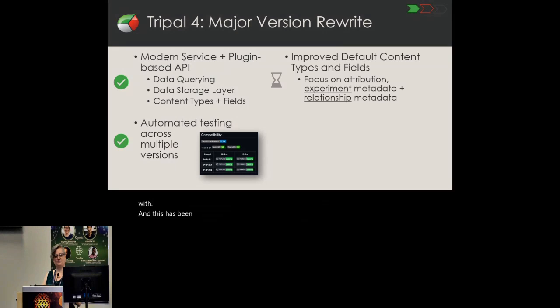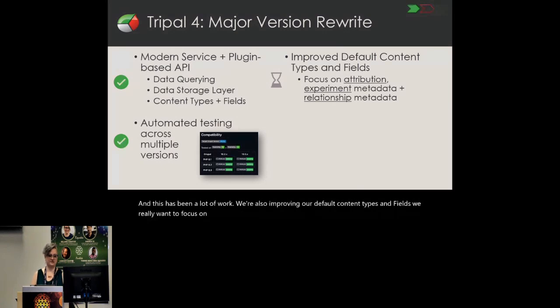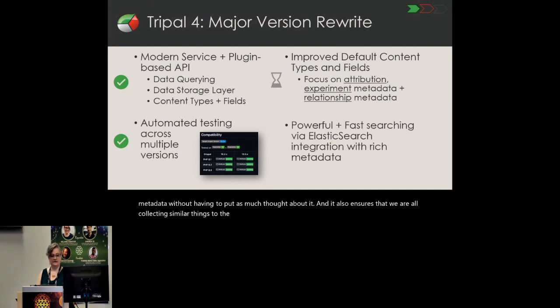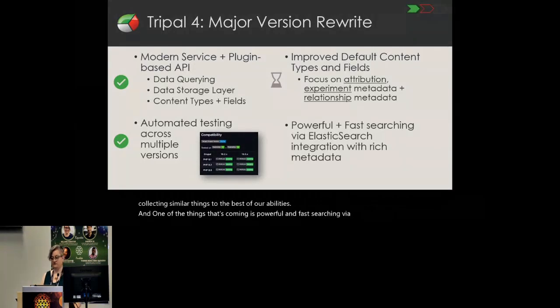We're also improving our default content types and fields. We really want to focus on making it a lot easier for site developers to focus on attribution and metadata without having to put as much thought into it. It also ensures that we are all collecting similar things to the best of our abilities. And one of the things that's coming is powerful and fast searching via Elasticsearch with rich metadata integration.